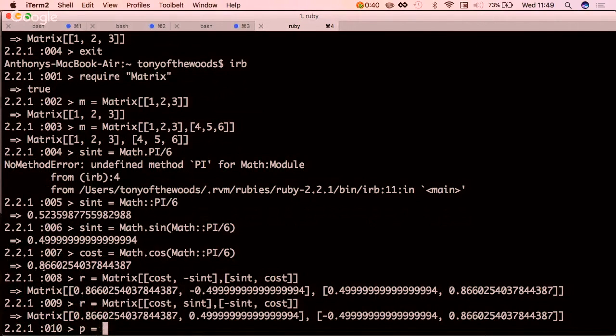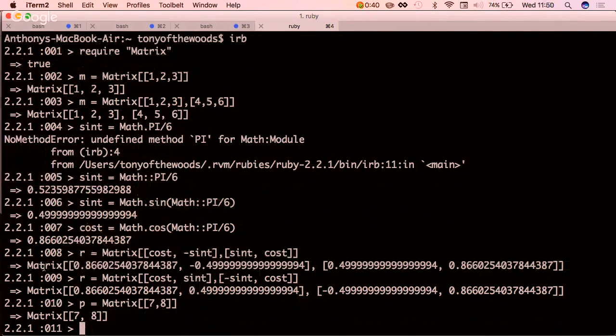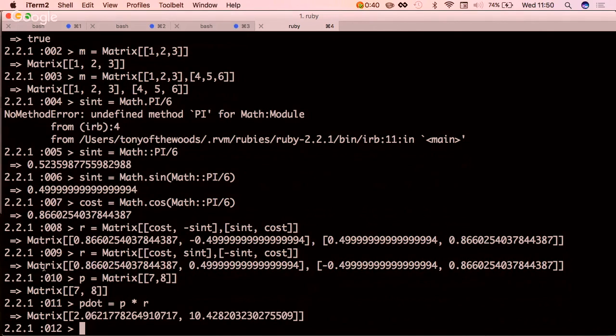equals matrix 7, 8. It's one of those. And then the magic is that if you want to find the rotated point, say P dot, that is just equal to, the order matters in matrix multiplication because it does, P times R, ta-da! Which is, I think, correct.